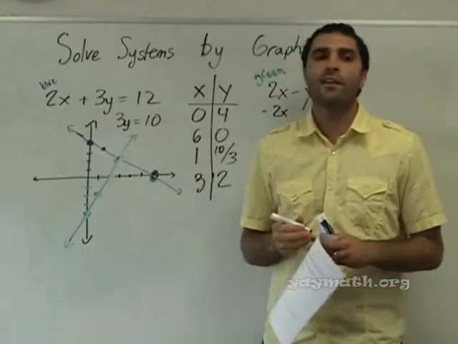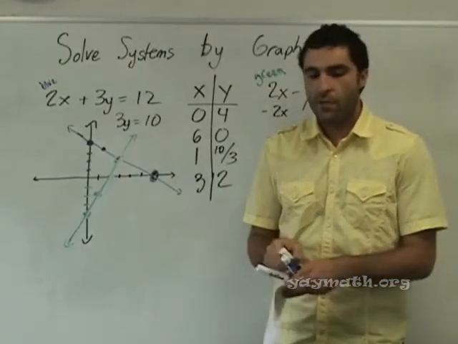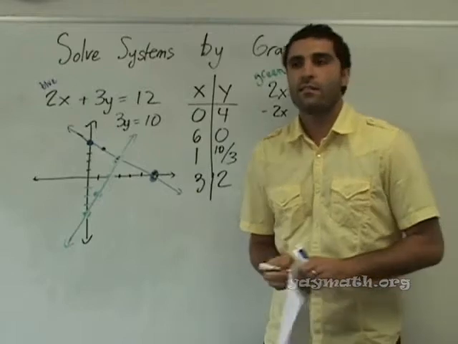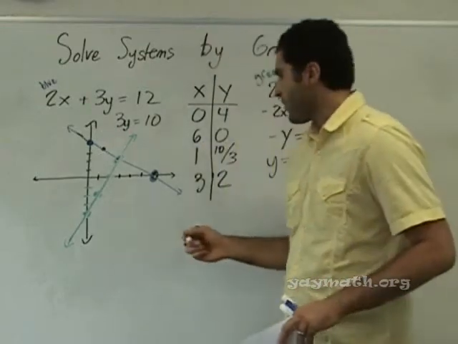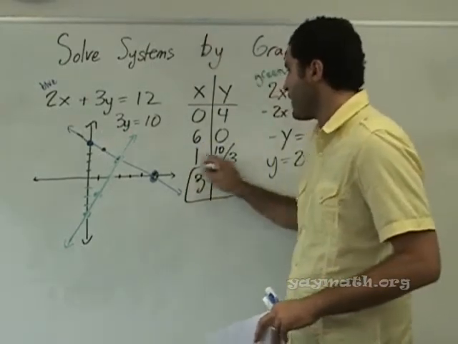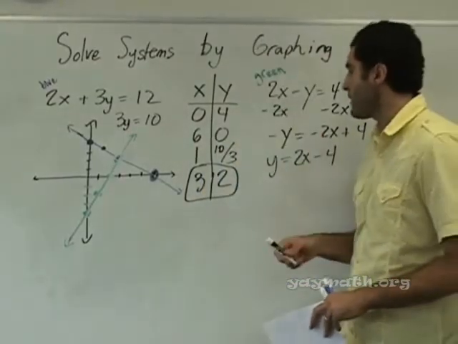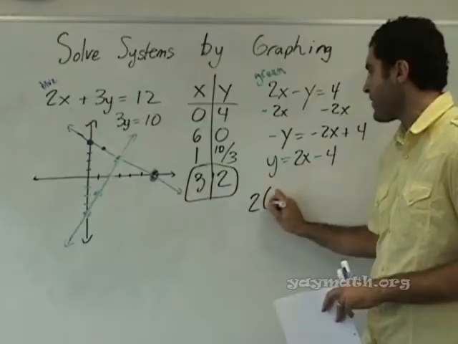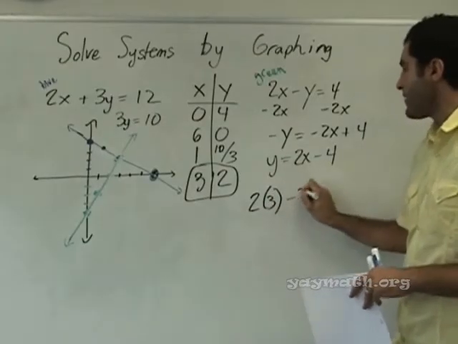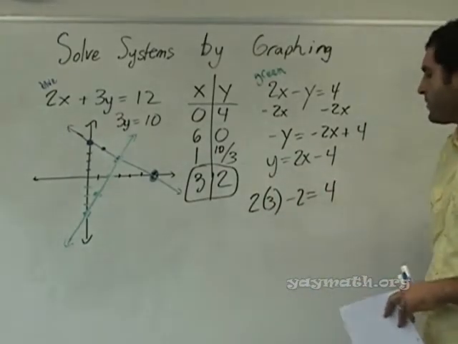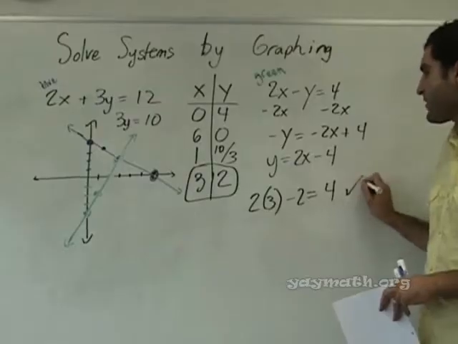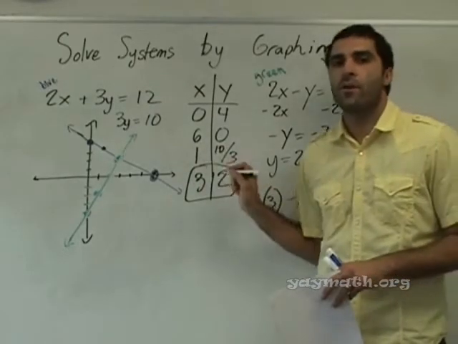Does anyone know what that point is based on your graph? The solution. What is that exactly? 3, 2. So we already verified here that 3, 2 works. Let's verify that 3, 2 works over here. So 2 times 3 minus 2 equals 4. Is this statement true? Yes. So 3, 2 works for both.